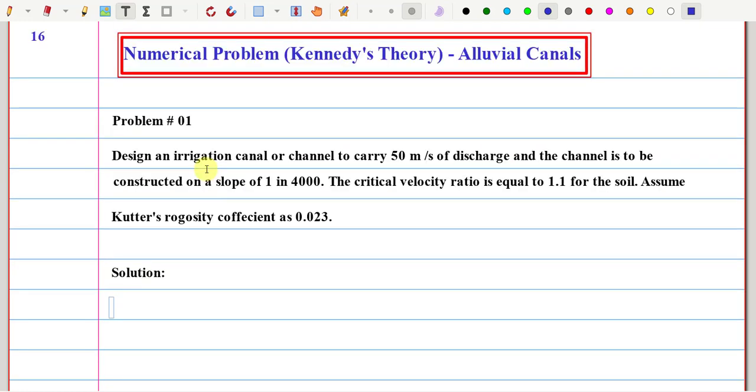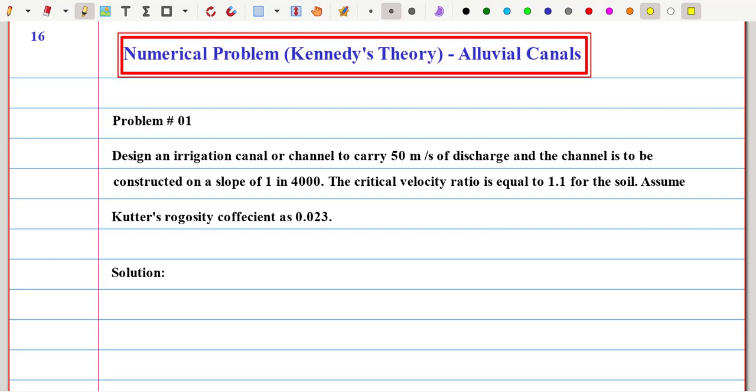Let's try to solve this problem. The statement says that we are supposed to design an irrigation canal which is carrying 50 m³/s. Let me highlight this, there is a mistake in the unit. It is not 50 m, it's 50 m³/s of discharge.